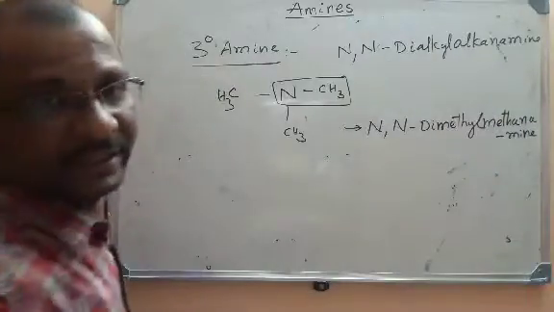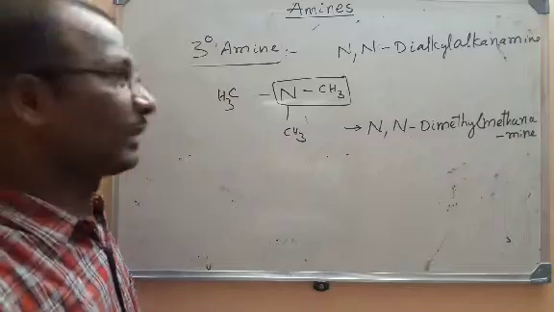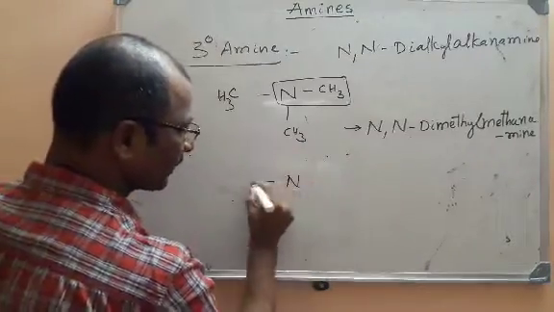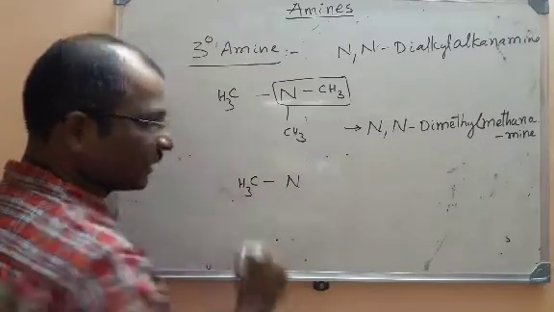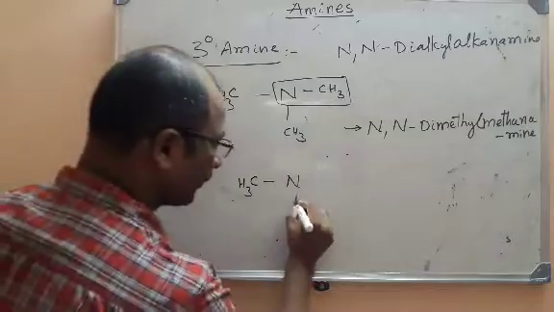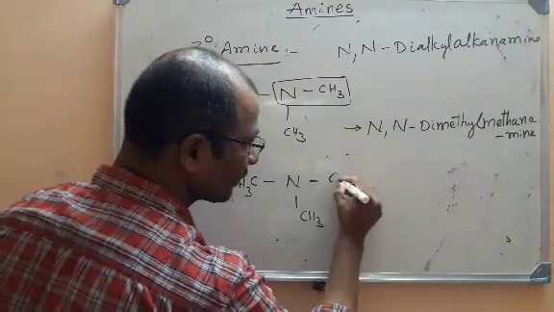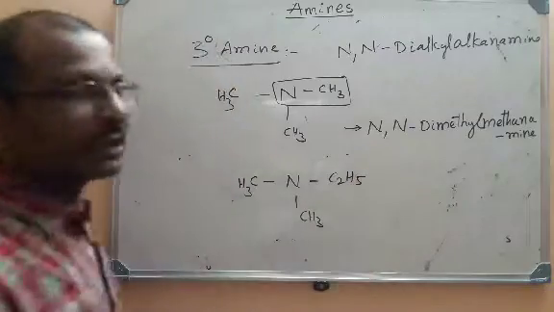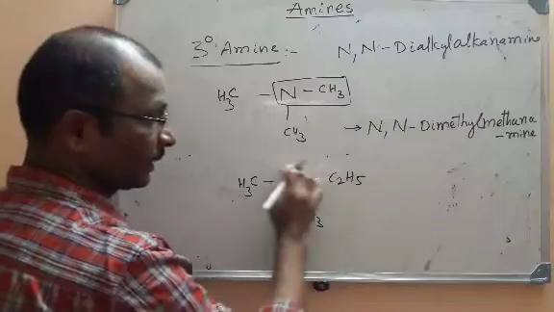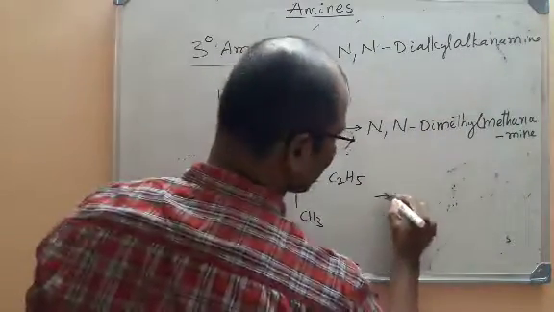There should not be any spacing here. This is for the case when we have the same type of alkyl groups. If we take a mixed type of alkyl groups, for example here I am taking CH3, CH3, and one C2H5. Now also 2 alkyl groups are the same. This is the parent amine, the alkanamine part, and this is dialkyl.